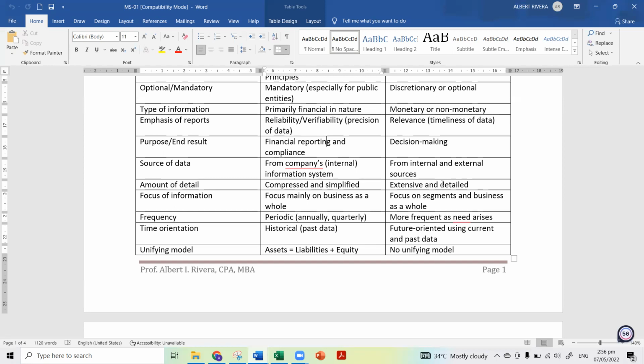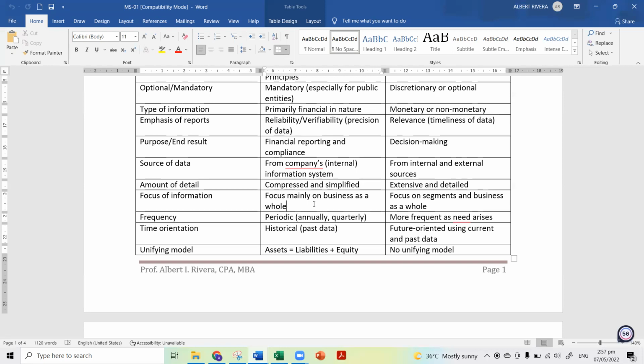Bakit? Kasi class, hindi siya pwedeng magkamali ng desisyon. Okay, based on the interpretation of your reports. Okay? So that should be extensive and detailed. Then the focus of information, it mainly focus on a business as a whole. Okay, when we say ABC company, the most popular company in accounting, di ba si ABC company? Kung di si ABC, si XYZ company. Yan lang naman yun eh. Okay? So, the financial statements of ABC or XYZ companies, okay, tinitake mo yan as a whole. The whole performance or the whole status of the company as a whole.